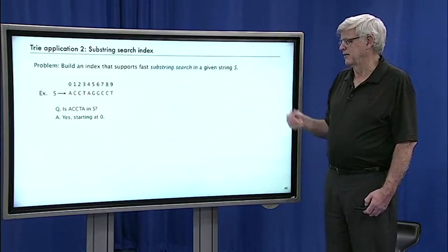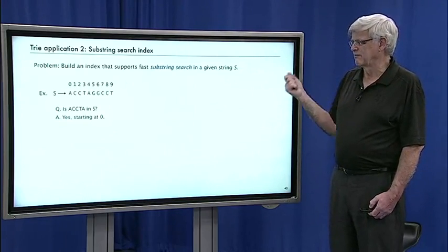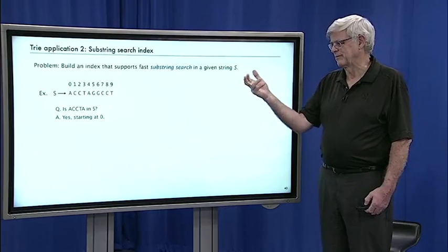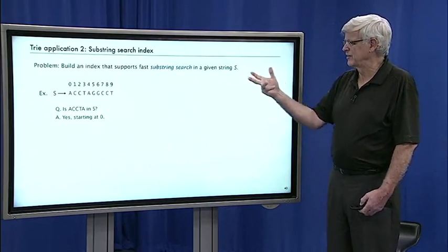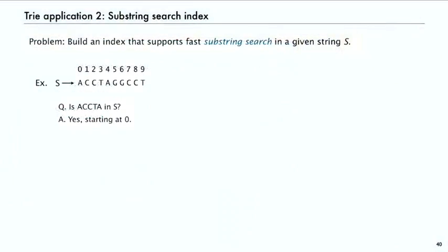Okay, so here's another application of tries. We have a given string S, and just for an example, I'll use a genomic string made up of A's, C's, T's, and G's. These things could be huge, billions of letters. And we want to know, is a particular substring in our string? Like for this string, is ACCTA in there? And the answer is yes, starting at 0. What about CCT? Yes, there are plenty of places where CCT occurs in this string. What about TGA? No, there's no occurrence of TGA.